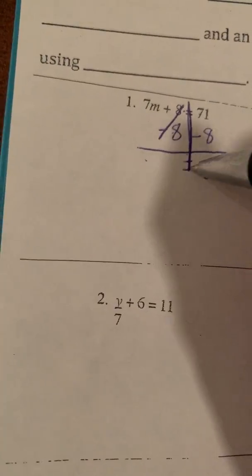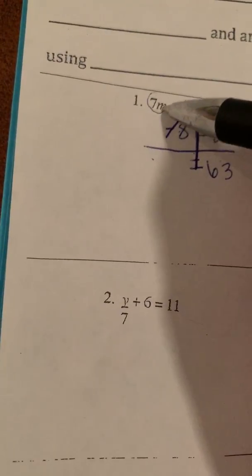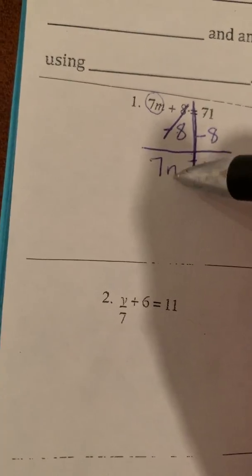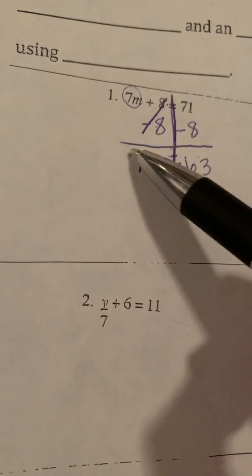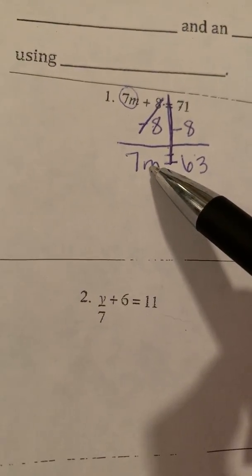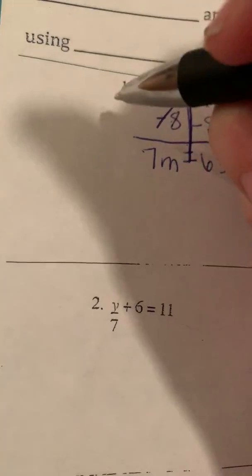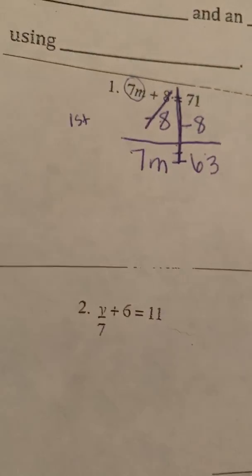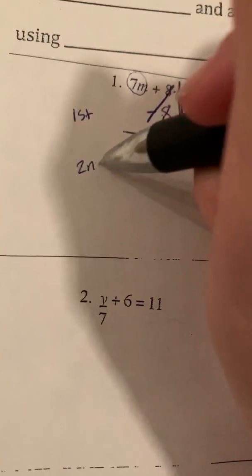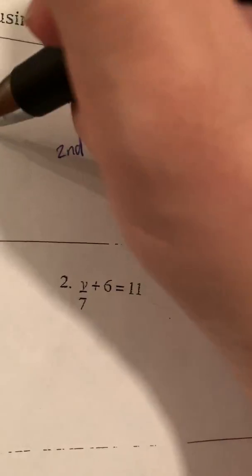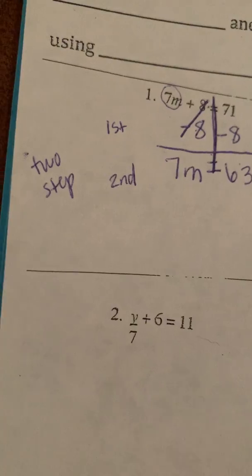I bring down my equal sign, and I bring down this whole thing, 7m. So instead of just m, I bring down the whole thing, 7m. Okay, that was my first step. And because they're called two-step equations, I'm gonna have my second step. 2 steps, okay, because they're two-step equations.